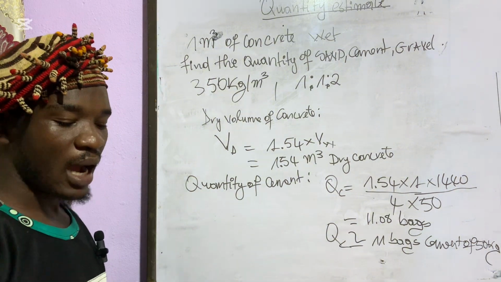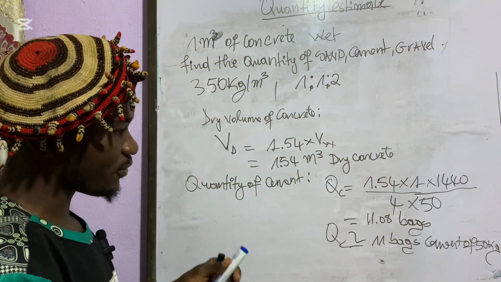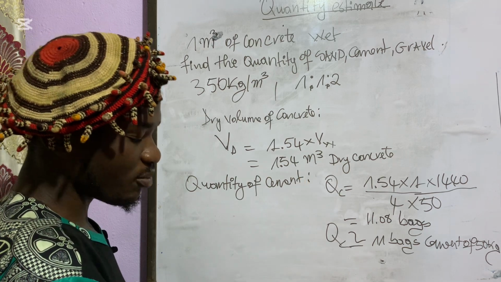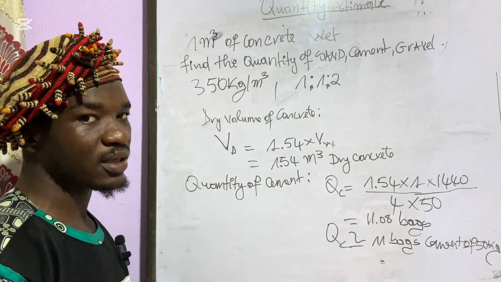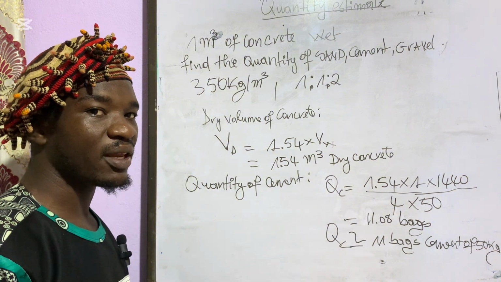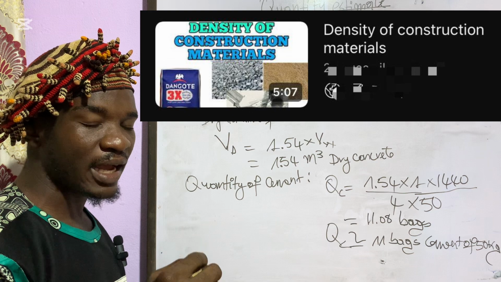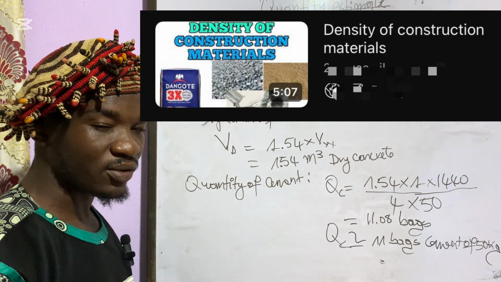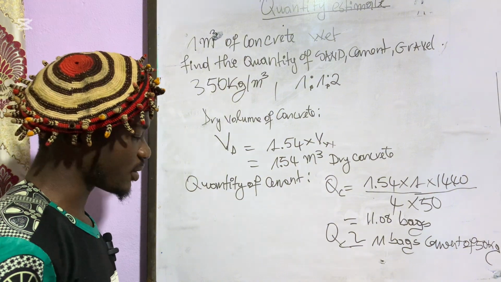Okay, now how do I get the quantity of, for example, sand? Now we do the same process. Now you understand the importance of knowing the density of your material. For example, that's why I made a video. You can check, or it will just appear, the title of the video on density of construction material, where you can actually know the various densities of your material.